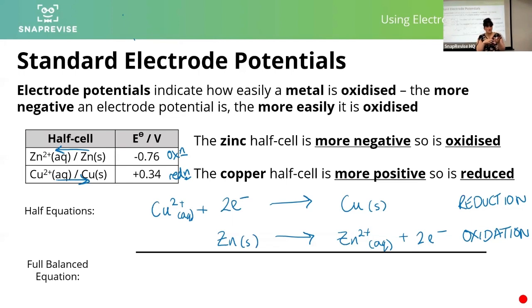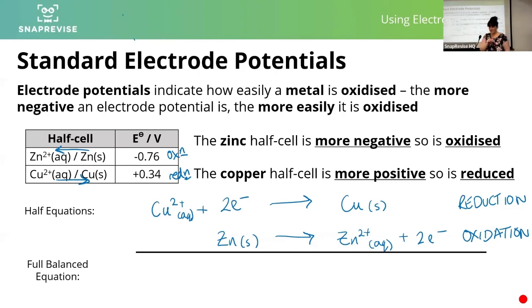We also can consider writing them as full balanced equations. To do that, we have to make sure that our exchange of electrons is equal. We can't have copper giving up 2 electrons and zinc only accepting 1 electron, for example, because then every time copper gives up 2 electrons, there's a spare electron floating around. Well, what's happening to that electron? So when you combine half equations, make sure you're exchanging the same number of electrons, in this case 2.